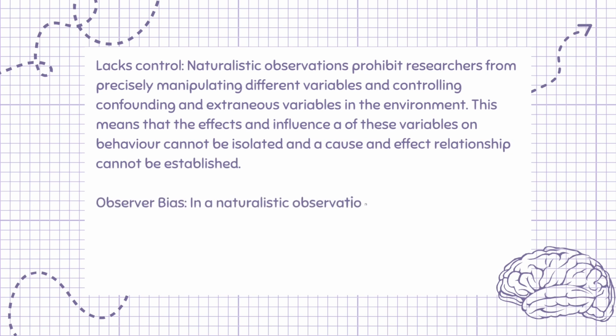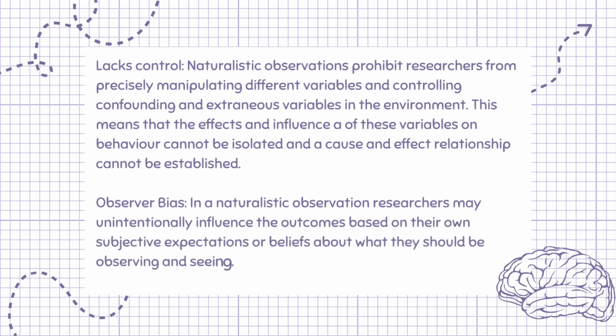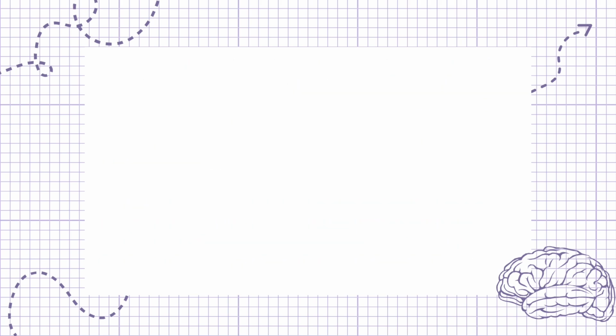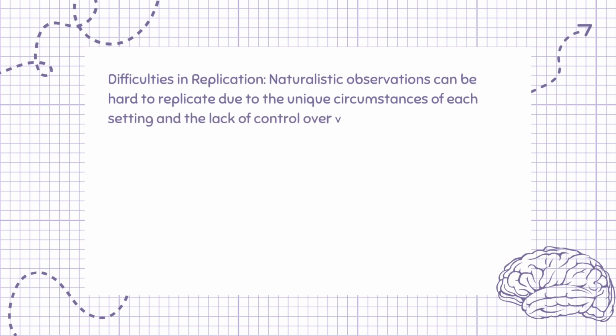In a naturalistic observation, researchers may unintentionally influence the outcomes based on their own subjective expectations or beliefs about what they should be observing and seeing, leading to biased and skewed results. Difficulties in replication. Naturalistic observations can be hard to replicate due to the unique circumstances of each setting and the lack of control over variables, which can affect the reliability of the findings.